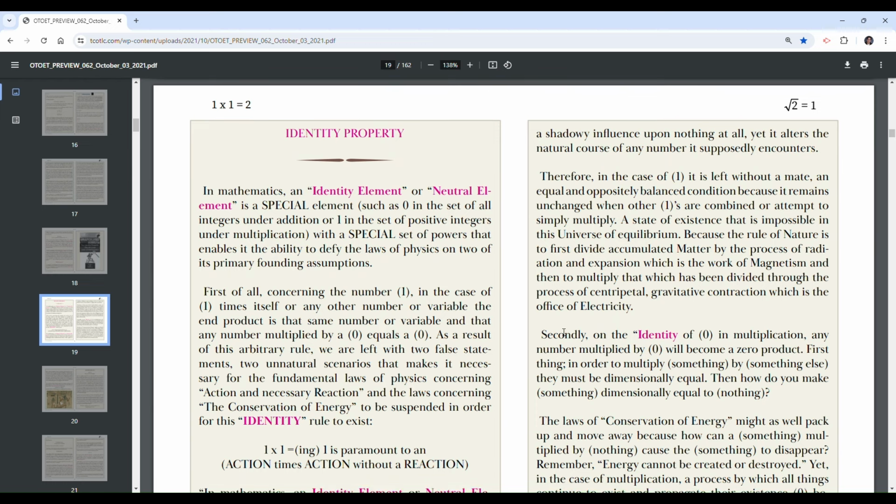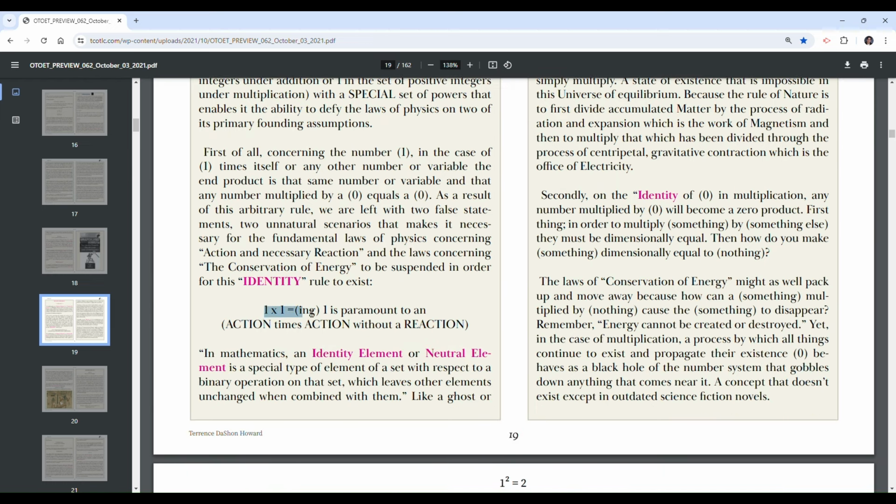So he goes on and on with 1 times 1. This "ing" is really strange too, 1 times 1 equaling 1. Usually you would just put the equal sign there. You could probably infer it. He talks about laws of conservation of energy. Might as well pack up and move away. Because how can something multiplied by a nothing cause the something to disappear? Why are things disappearing with the law of conservation of energy?